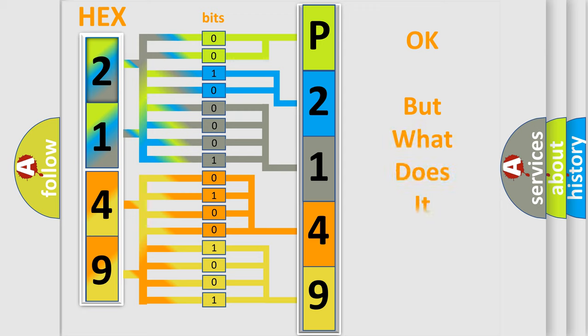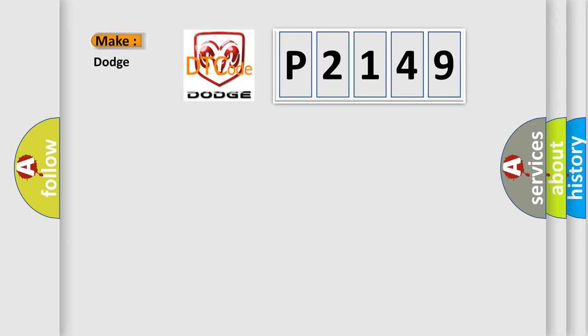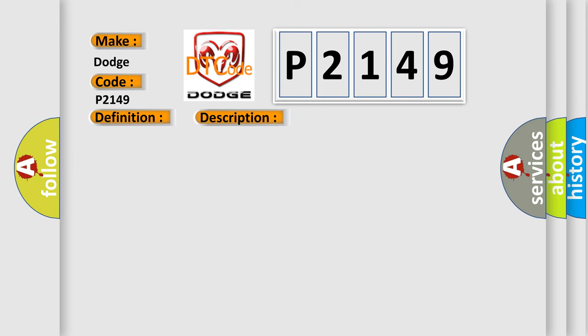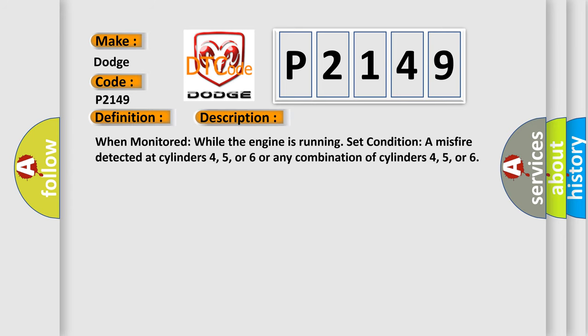The number itself does not make sense to us if we cannot assign information to what it actually expresses. So, what does the diagnostic trouble code P2149 interpret specifically for Dodge car manufacturers? The basic definition is bank 2 cylinders 4-6 shorted, high or low. And now this is a short description of this DTC code. When monitored while the engine is running, the set condition is a misfire detected at cylinders 4, 5 or 6, or any combination of cylinders 4, 5 or 6.